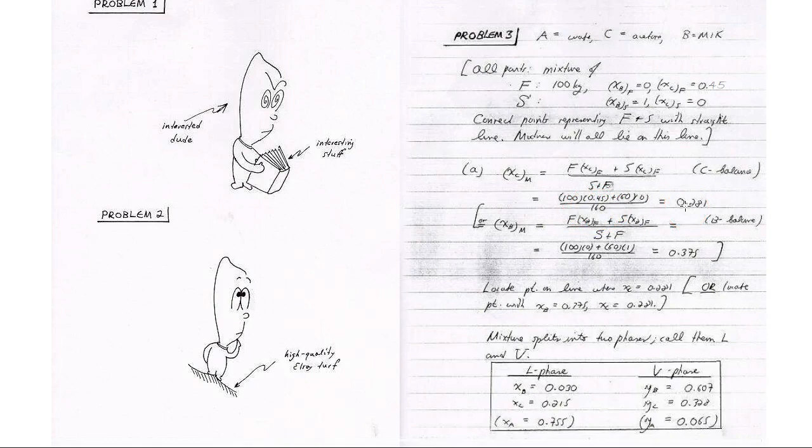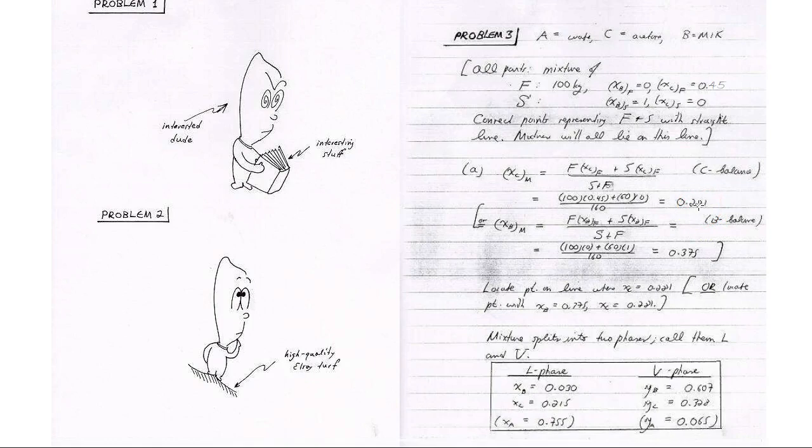So one way of characterizing the overall mixture that results from mixing the feed, or the first solution, with the solvent, or the second solution, is that it should lie on the straight line that joins the F and the S solutions, and the C mass fraction should be 0.281.